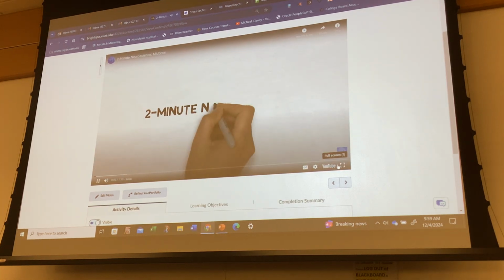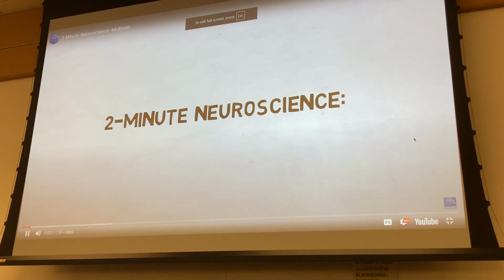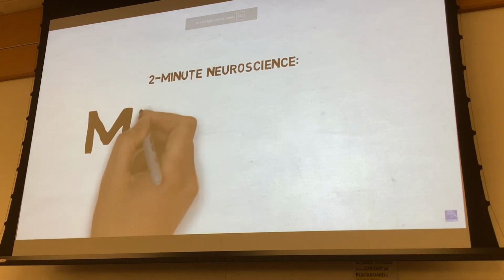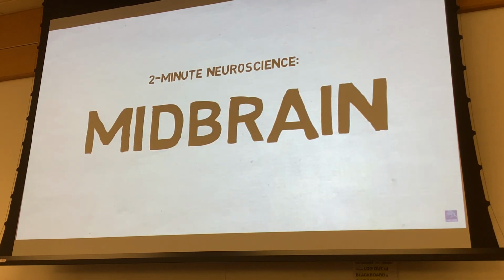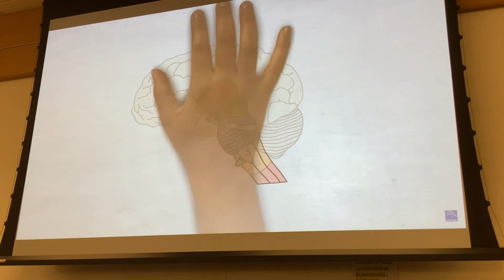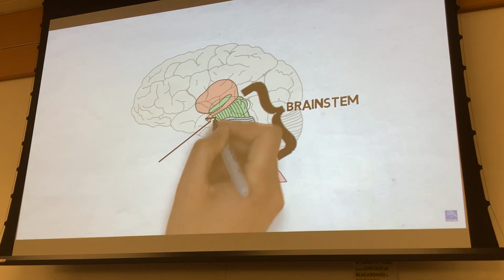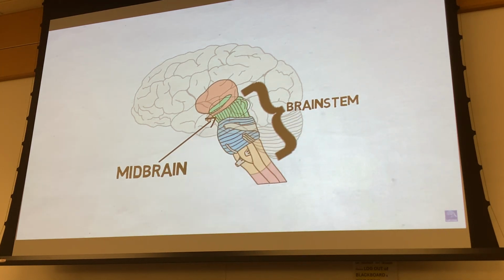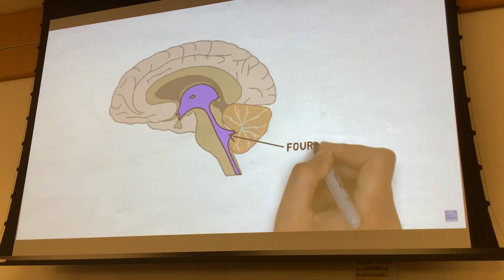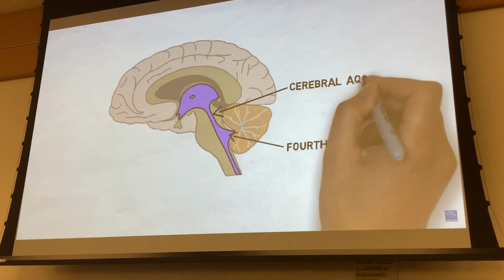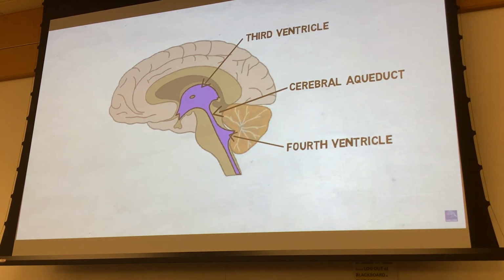Midbrain. Science, where I explain neuroscience topics in 2 minutes or less. In this installment, I will discuss the midbrain. The midbrain is one of the 3 divisions of the brainstem. At the level of the midbrain, the 4th ventricle has narrowed to form the cerebral aqueduct, which connects the 3rd and 4th ventricles.